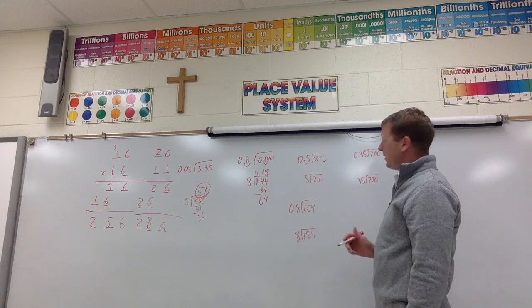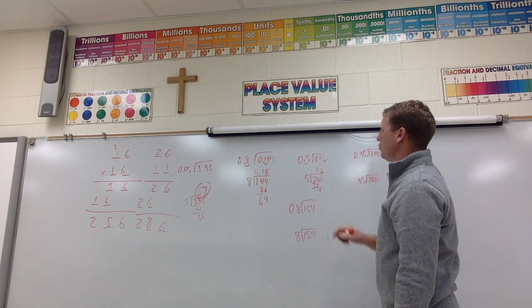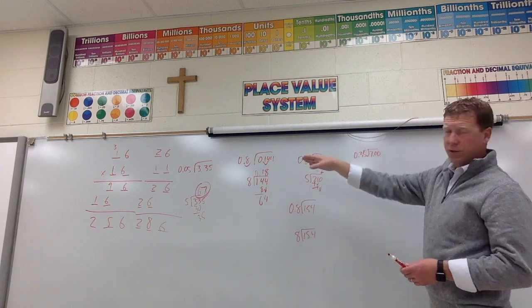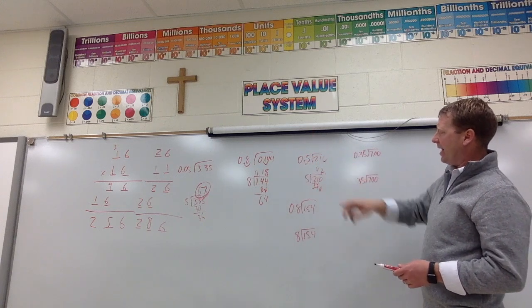5 into 210. Goes in there 4, that's 20. 10 is 2, 42. The difference, are you seeing how they're going one step? Total whole numbers, decimal numbers, add a 0.